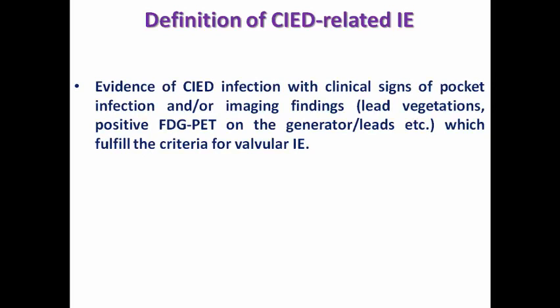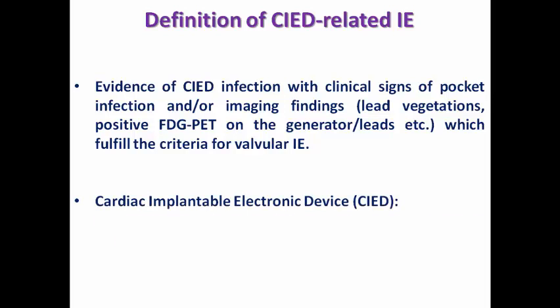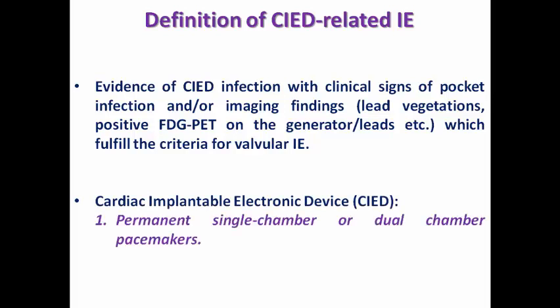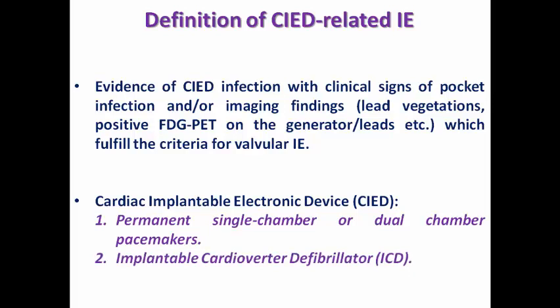So now let's focus on the cardiac device related endocarditis. What is the accurate definition? It is an evidence of CIED infection with clinical signs of pocket infection and or imaging findings, so either one of them or both of them. Imaging finding in the form of lead vegetations or positive PET scan on the generator or the leads fulfilling the criteria for valvular endocarditis. So we can have signs of pocket infection or imaging finding or both of them. And the cardiac implantable electronic device include permanent single chamber or dual chamber pacemakers, implantable cardioverter defibrillator, or CRT device.